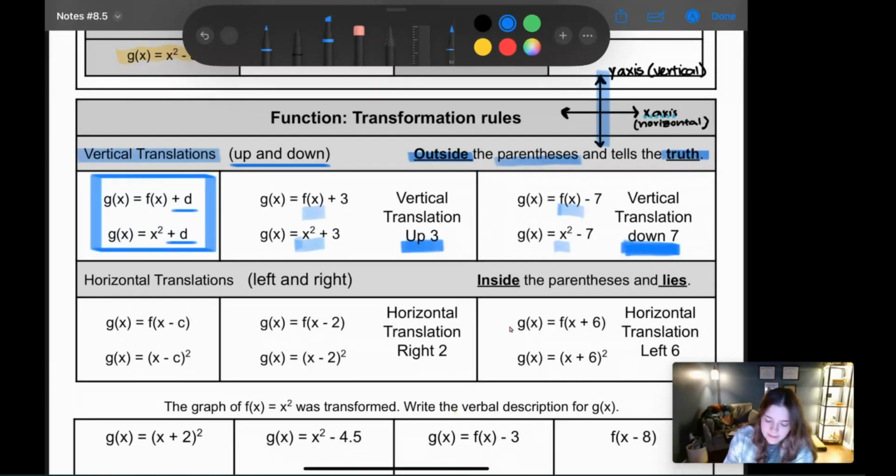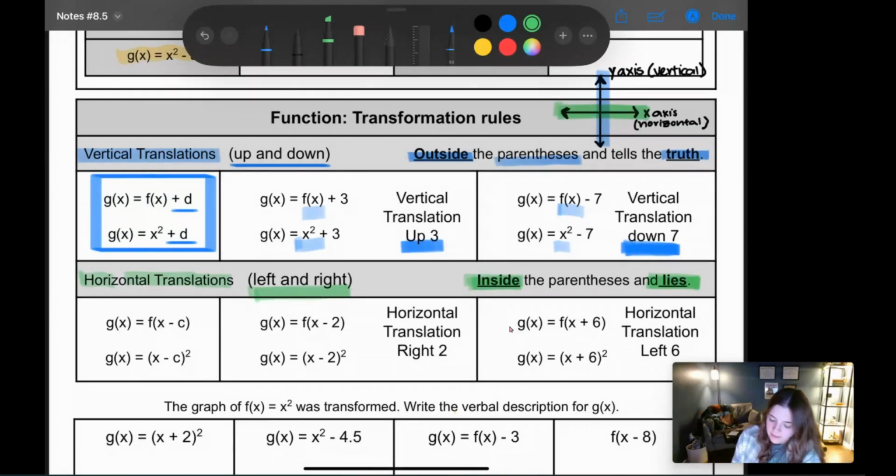All right. But let's take a look at the horizontal translation. Well, horizontal translation is left and right. So traveling along your x-axis. But this time it's inside of the parentheses and it lies.